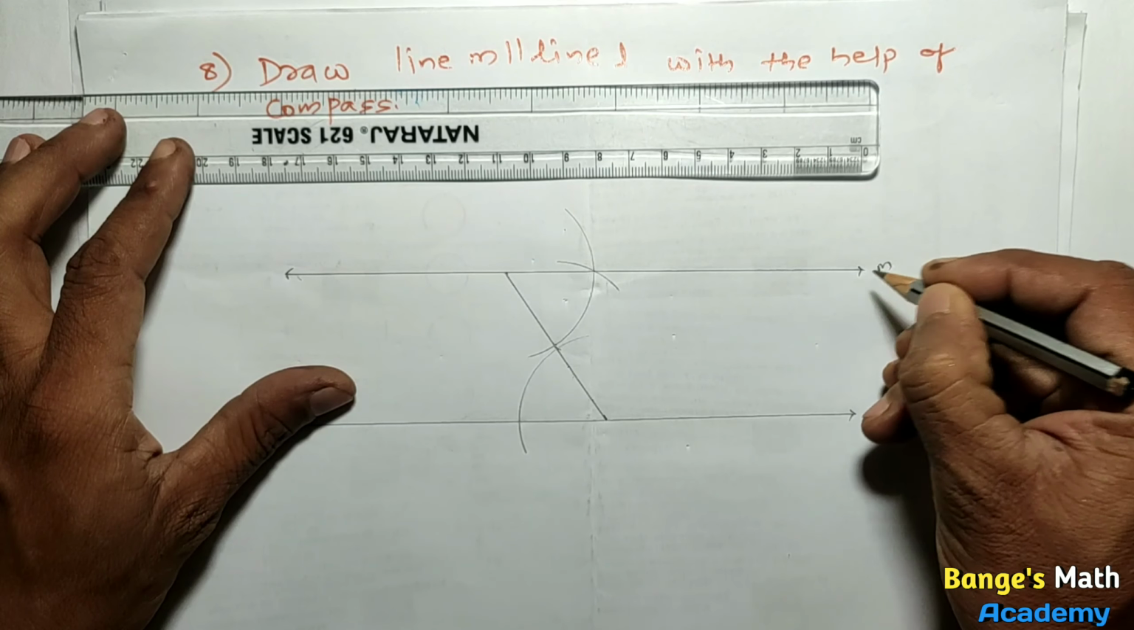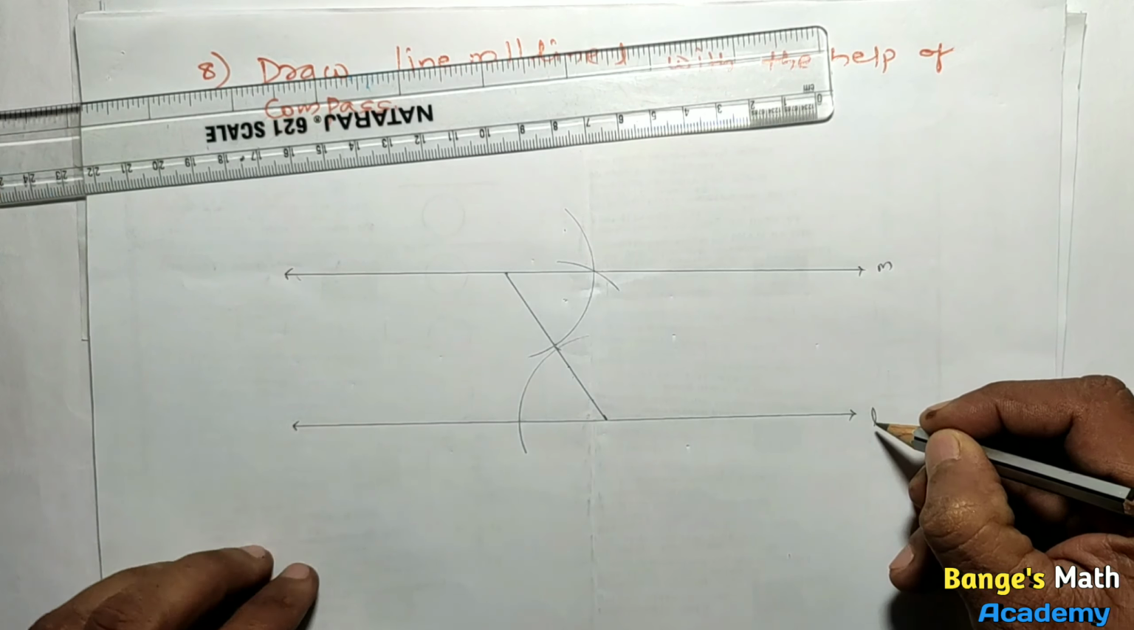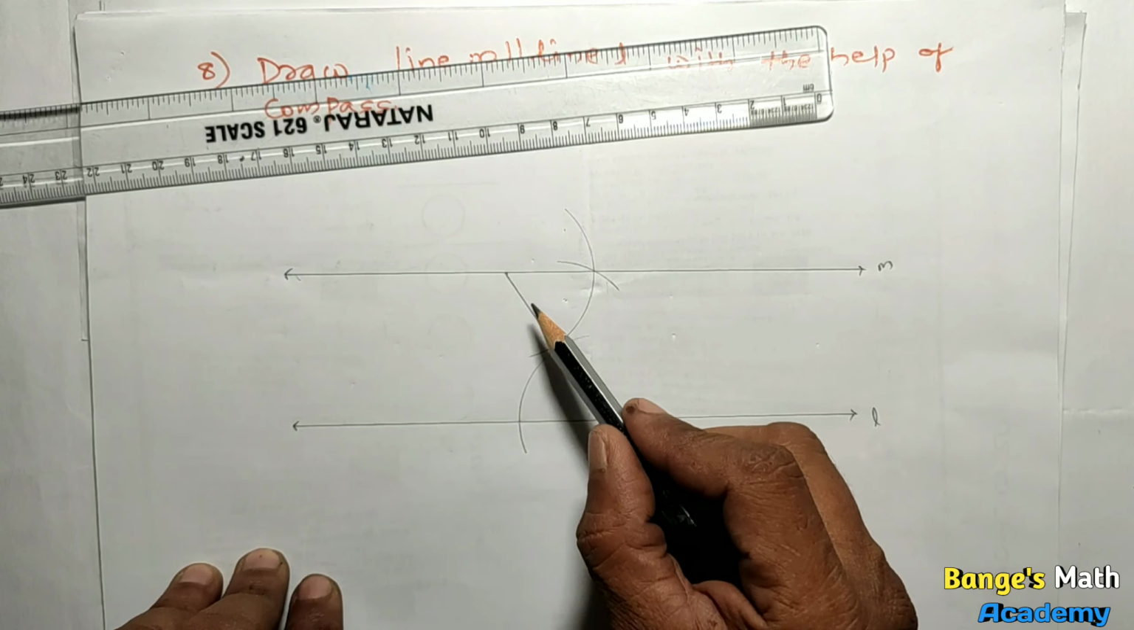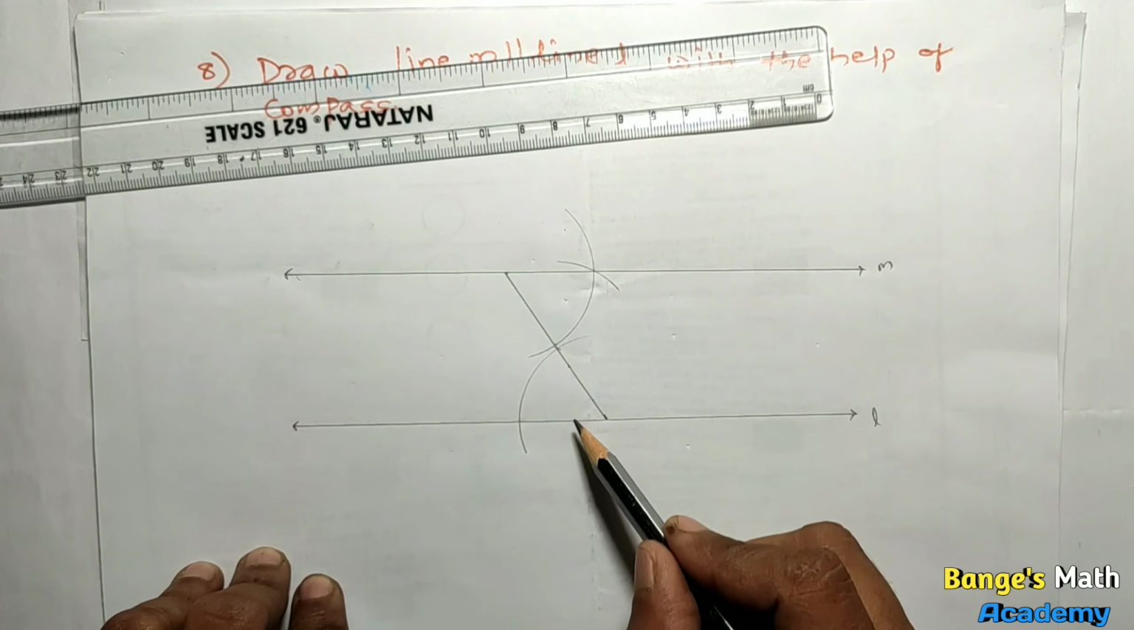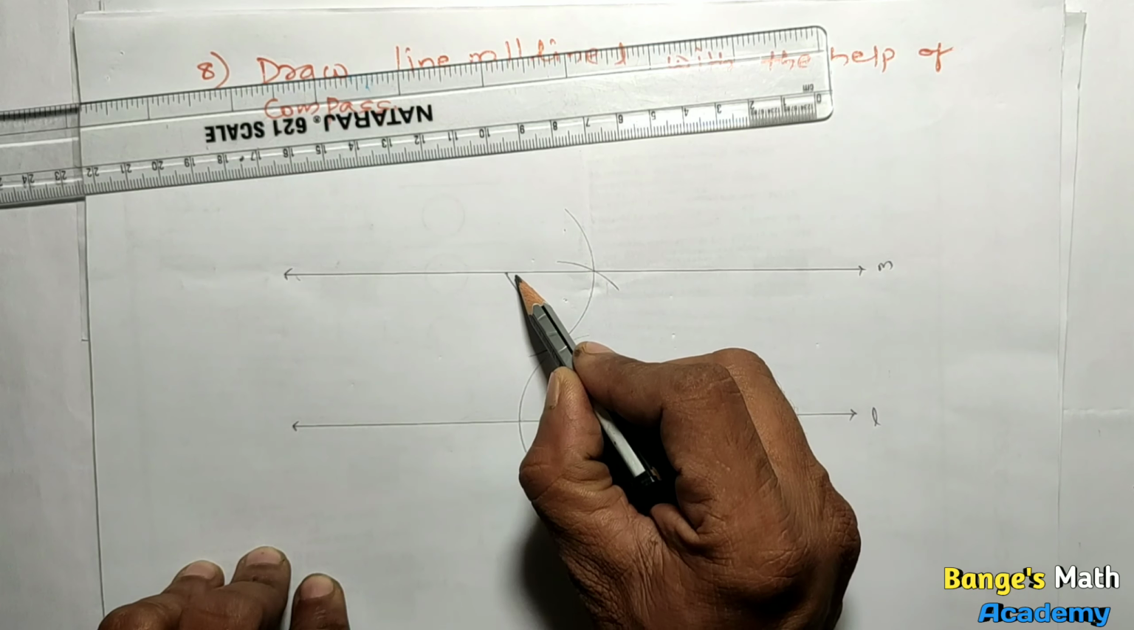We drew line M parallel to line L. In this case, we use alternate angles. This angle is congruent to this one.